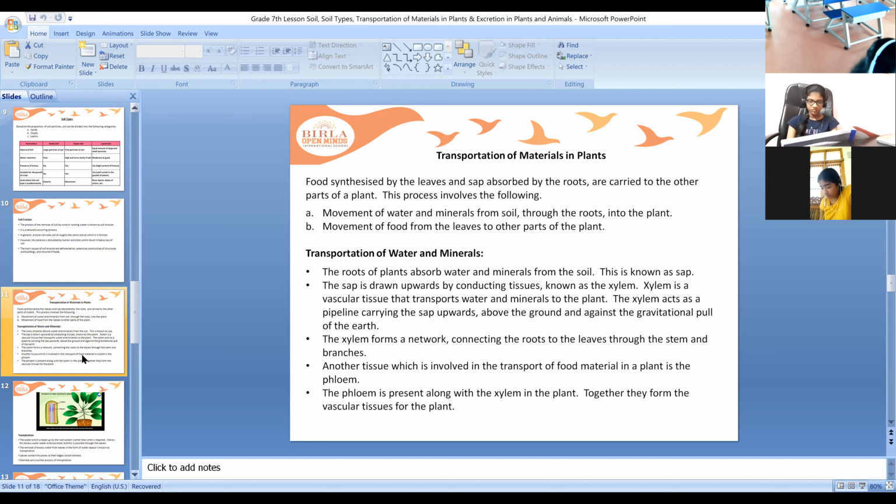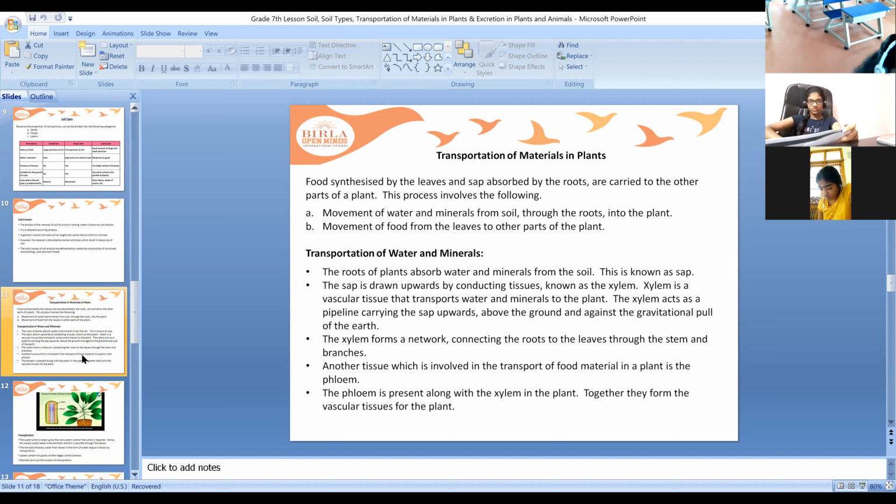So the xylem forms a network connecting the roots to the leaves through the stem and branches. It forms a large network. Xylem forms a network connecting the roots to the leaves, because roots are underground and leaves are up, exposed to air. So there is a large gap from the roots. The water has to be drawn up to the leaves.